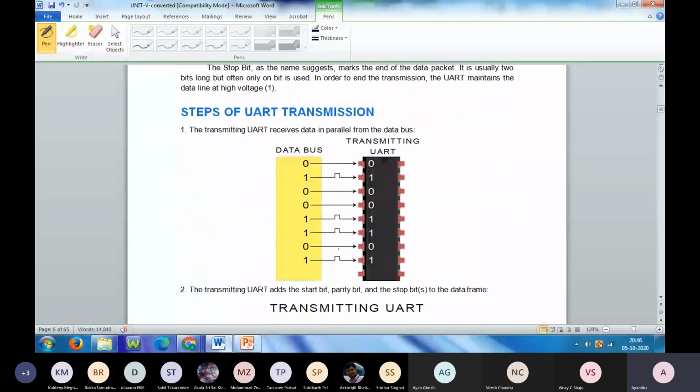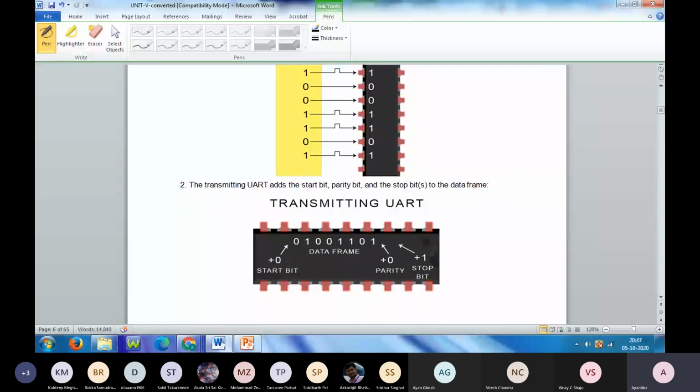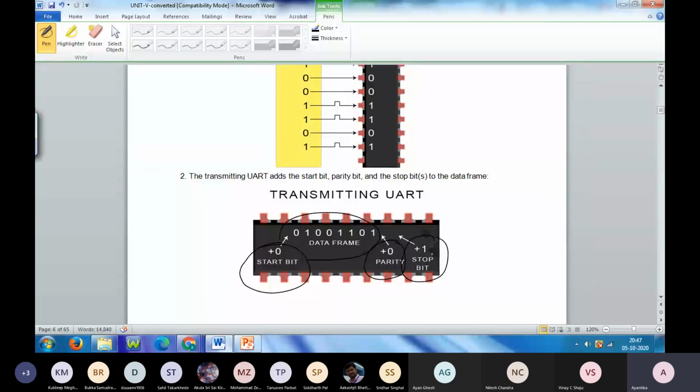Next, these are the transmission states. You are adding a start bit to your actual data frame, then adding parity, and then adding one stop bit. That is the predefined format between the sender and the receiver, so that the receiver knows when it should stop.